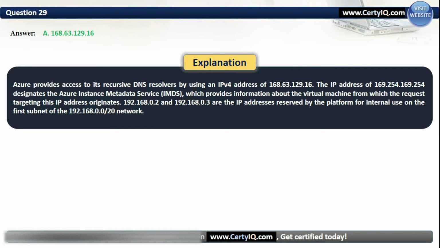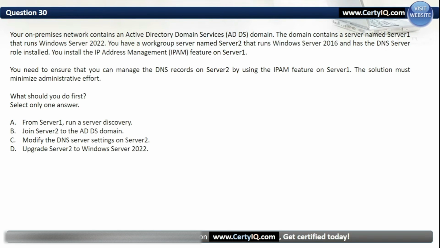192.168.0.2 and 192.168.0.3 are the IP addresses reserved by the platform for internal use on the first subnet of the 192.168.0.0/20 network. Question 30. Your on-premises network contains an Active Directory Domain Services domain.